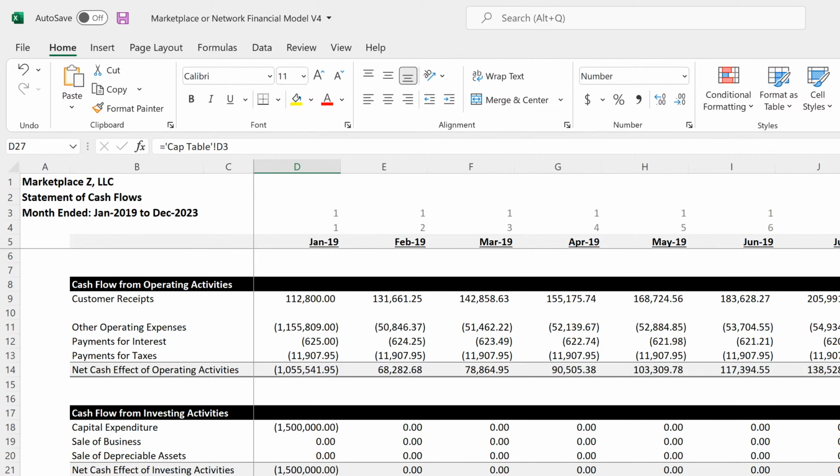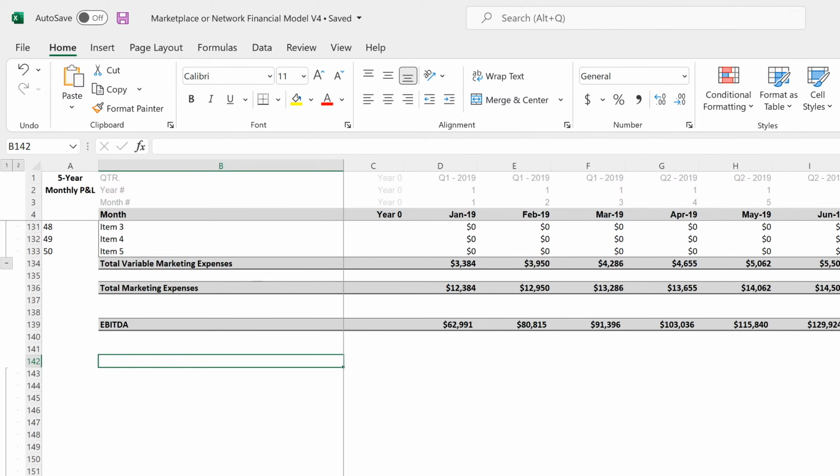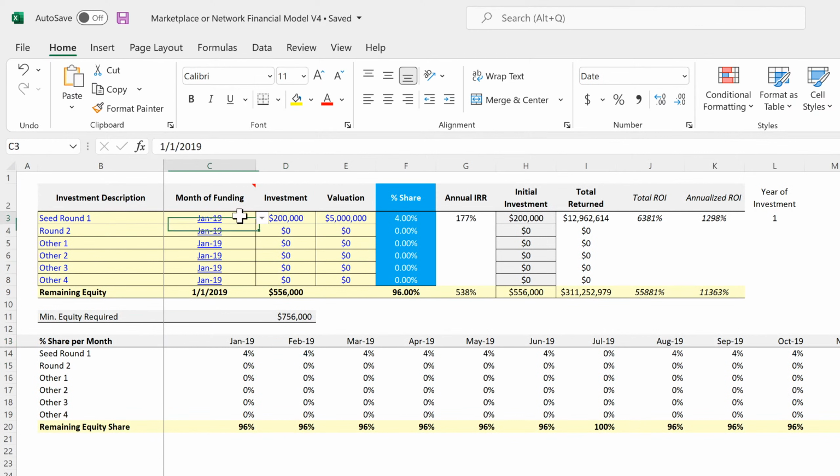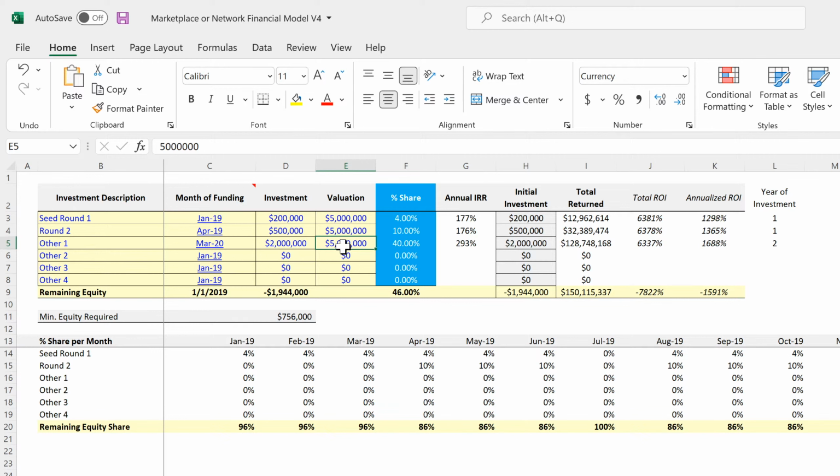Now this sale of company stock. So here's where we have a wrinkle. This model allows you to have a cap table where people can invest over time, which let's put some future investments in here. So this is going to affect cash flow, returns available for the owners versus third-party investors, all that stuff.